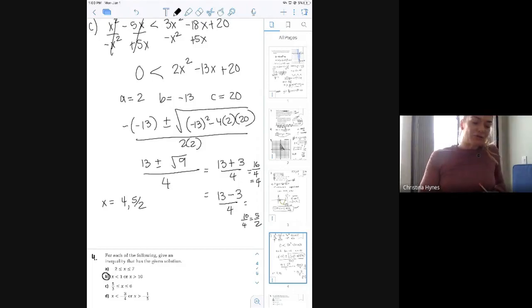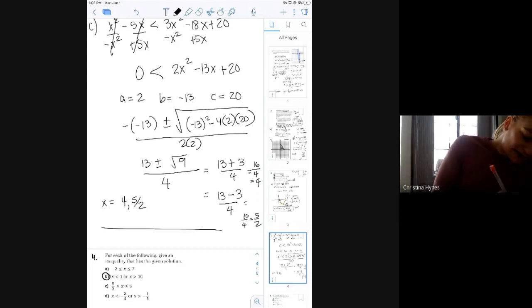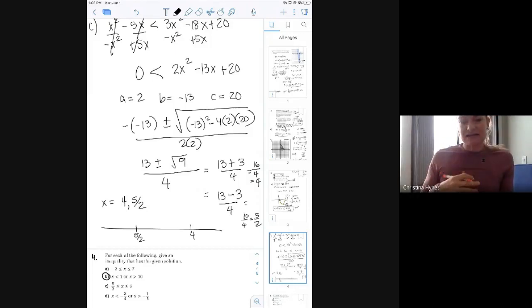So once I find my two x-intercepts, actually I'm going to do the number line, and then I'll repeat this using the sign analysis if you wanted to do it that way. So the number line is where I would put the values on the number line. So 5 over 2 would be here, 4 over here. It doesn't really matter how you space it. I'm just giving myself room around it.